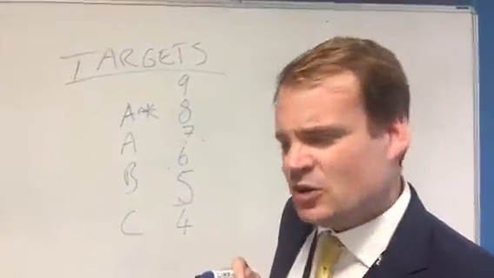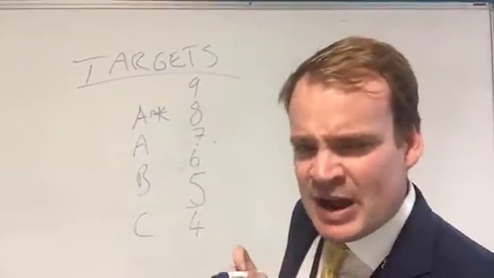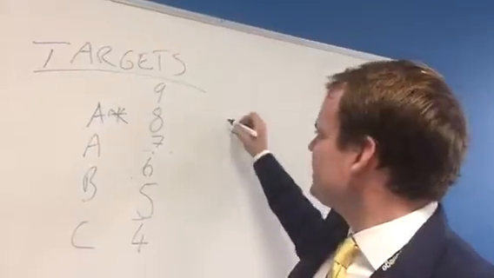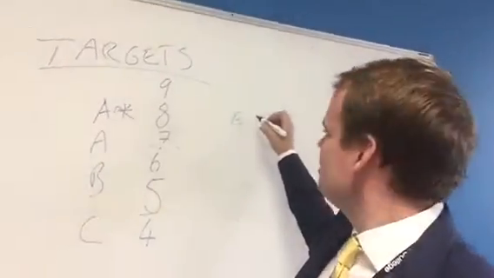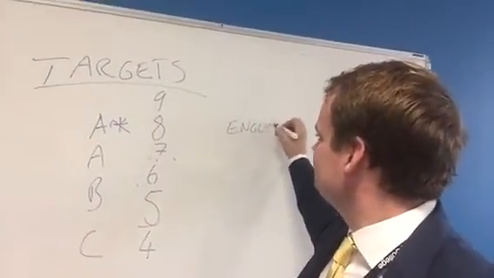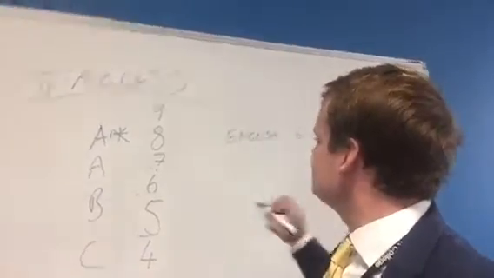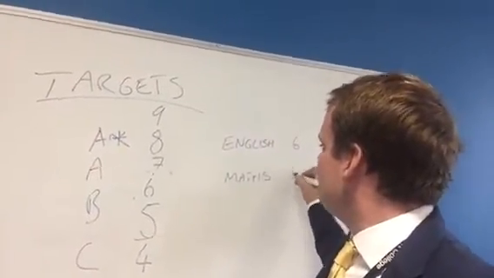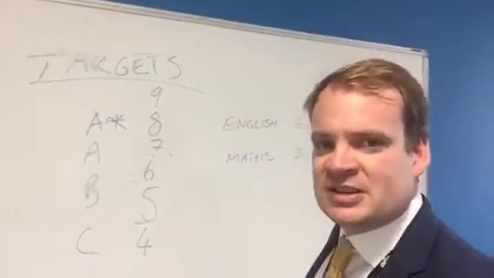But wait, if you're in Year 7, GCSE is 5 years away. What are we going to do in the meantime? Well, I want you to imagine that you are in Year 7 and your target for English is a 6. And your target for maths is a 5, because, like me, you're better in English than you are at maths.